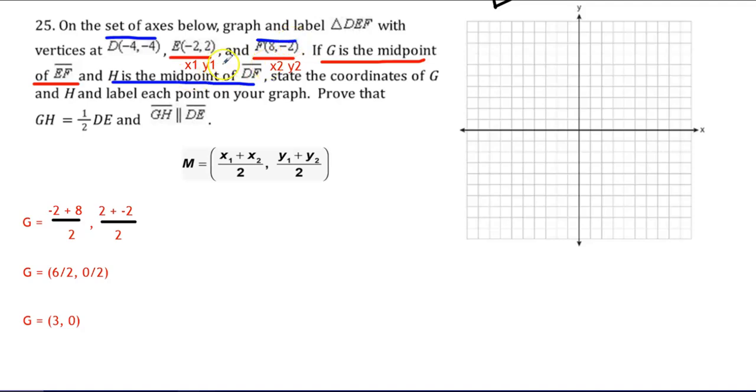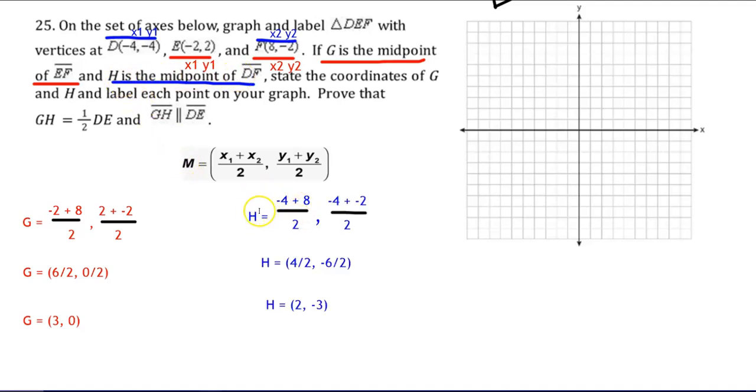So now I'm going to change my x1, y1, and x2, y2 because this is now my first point, D, and this is my second point, F. So you can see I labeled them here, x1, y1, x2, y2, right? So now I'm going to use the same formula, but I'm going to use H instead of M because H is the midpoint that I'm looking for here.